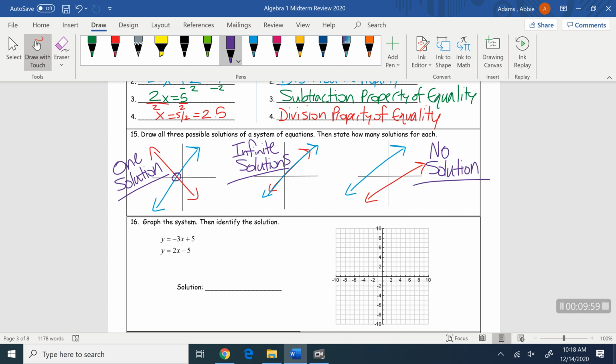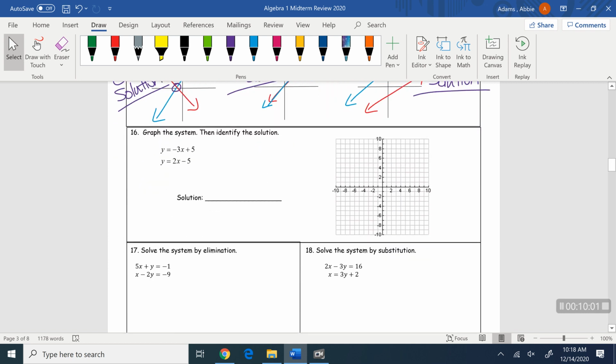Let's move on to problem 16. It says to graph the system, then identify the solution. Luckily for us, these are already set up into slope-intercept form. If they weren't in slope-intercept form, we would want to convert them to slope-intercept form before graphing.